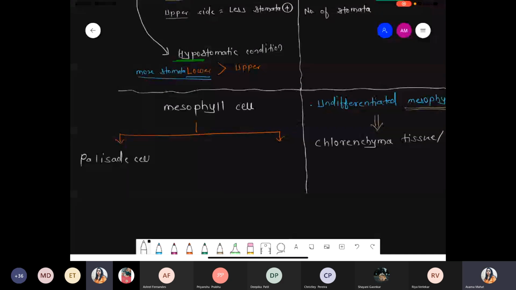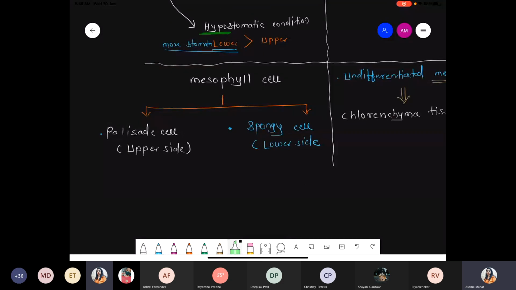Palisade cells present towards the upper side, which is one specific type of the mesophyll cells, but still we are giving the name. Another one, spongy cells. Spongy cells basically present toward the lower side of the leaf. So quickly we are taking what exactly is the difference between the palisade cells and the spongy cells with respect to dicot leaf.